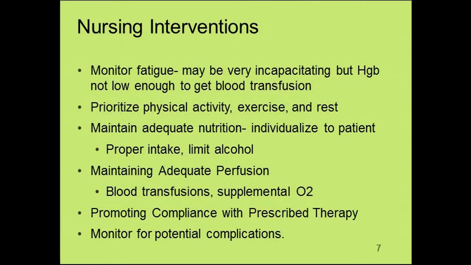Our interventions, of course, are going to be to monitor and assess for our signs and symptoms. Sometimes these symptoms can be profound even though the hemoglobin is not low enough to require a transfusion. So you've got to really think about, as nurses, what can we do to help this patient conserve energy, balance rest and activity, group our activities together, maintain adequate nutrition, teaching about proper intake, limiting alcohol, just all of those things to manage fatigue and helping them live in this anemic situation, especially if we're not going to be transfusing them.